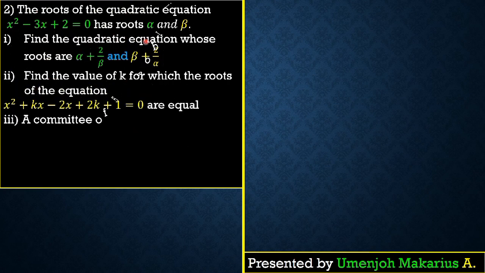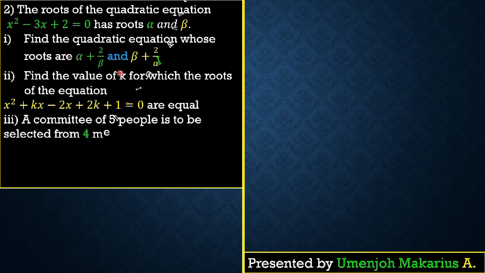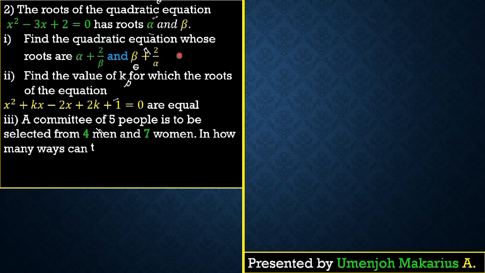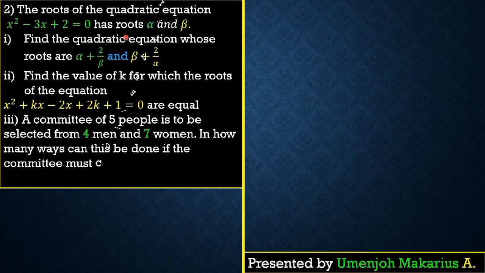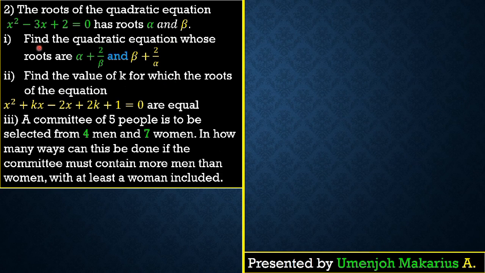In cases like this, all you need to do is to find your alpha plus beta, that is the sum of roots, then alpha times beta, that is the product of roots, because all of what is going to follow is going to make use of the two results. Let's find our alpha plus beta, the sum of roots, which is negative b over a. Our b is negative 3 and a is 1, so negative times negative 3 over 1 gives us just 3. Now alpha beta, the product of roots, is c over a. Our c is 2 and a is 1, so we are just going to have 2.